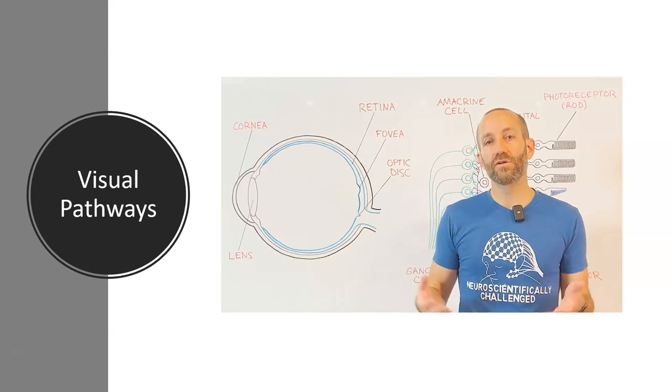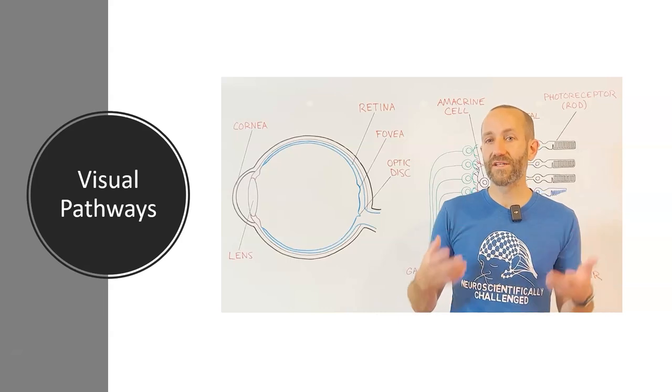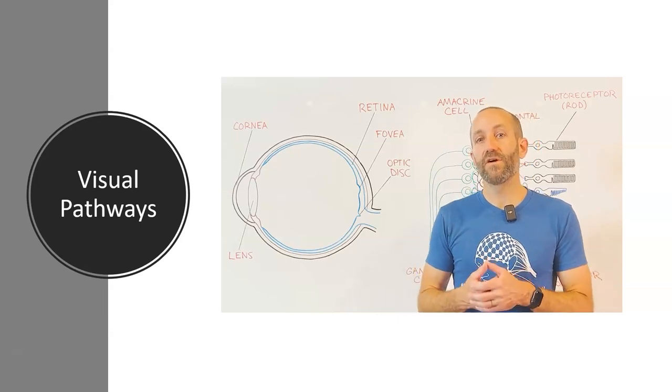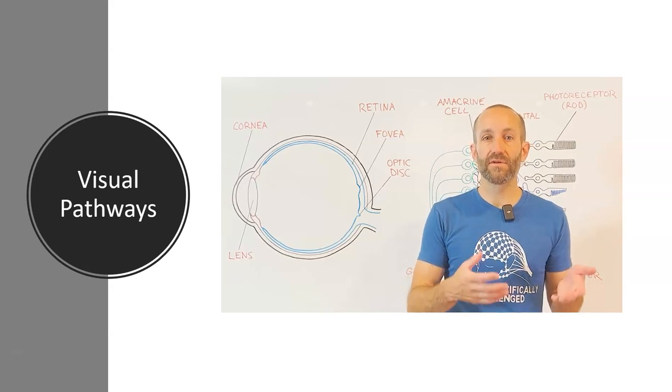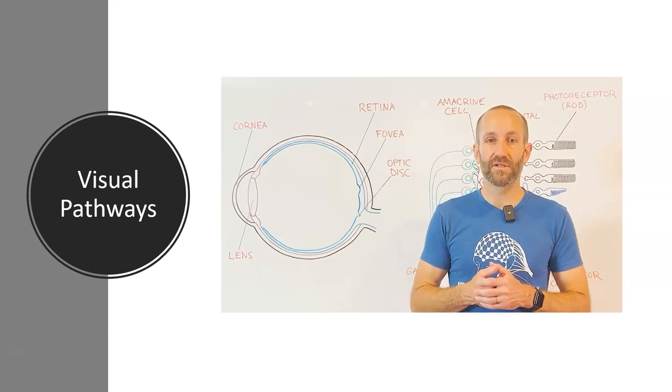The retina is a neural structure. It's actually considered part of the central nervous system. Its main function is to detect light and use that light to produce electrical and chemical signals that the rest of the nervous system can understand.